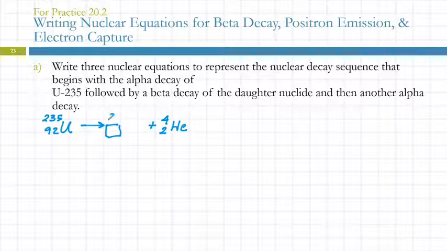So we must have 231 here. 231 plus 4 equals 235. And then in the bottom, we need 90. And then we look that up. Thorium. Yes, thank you. Thorium. So that's alpha decay of uranium-235.